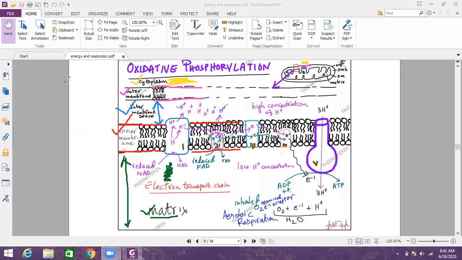The H+, electron and oxygen, which is now in the matrix, all combine together in appropriate stoichiometric ratios to form a water molecule.